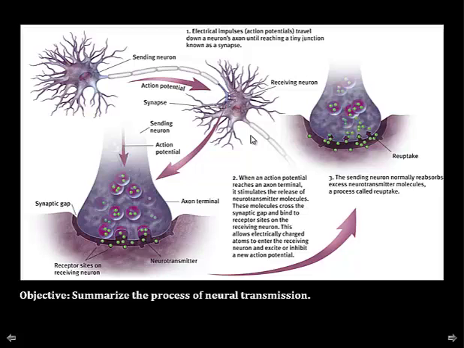Don't forget about reuptake, where the neurotransmitters are then reabsorbed for later use. So this is just showing the neurotransmitter, the receptor sites of the receiving neuron, so what's being released, the space between, how the next neuron fires, and then reuptake, where the neurotransmitters are going back into the sending neuron to be used again later.